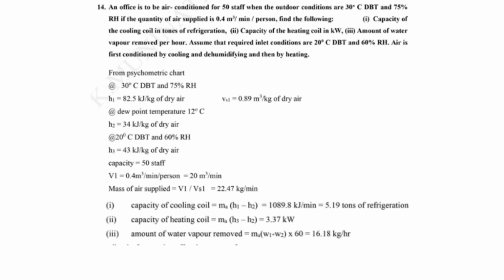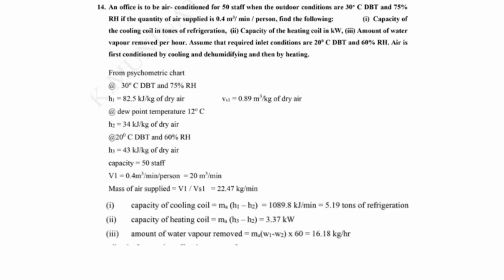Problem 5: an office is to be air conditioned for 50 staff when the outdoor conditions are 30 degrees Celsius dry bulb temperature and 75% relative humidity, if the quantity of air supplied is 0.4 meter cube per minute per person. Find the following required things. First, the capacity of the cooling coil in tons of refrigeration, the capacity of the heating coil in kilowatts, and the amount of water vapor removed per hour.